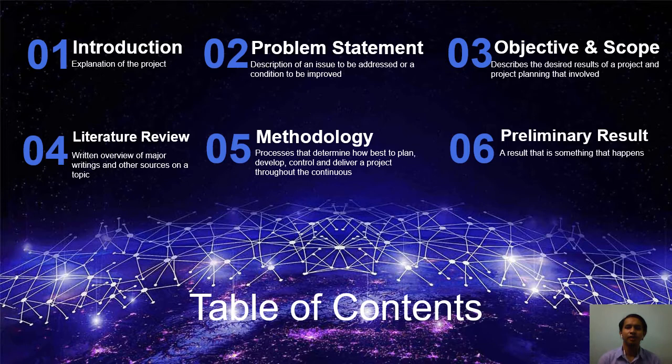Next, we have objective and scope target. Fourthly, literature review, that is a written overview based on previous research. Then we have methodology, where I would determine how the project goes as a plan, develop, control and deliver continuously. Lastly, I list out my preliminary result that is about to happen.